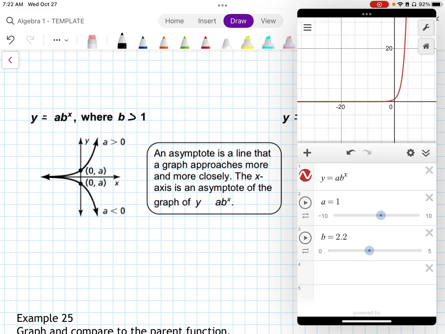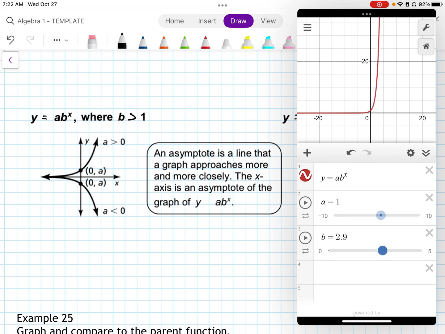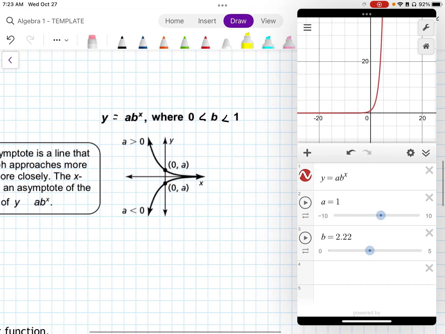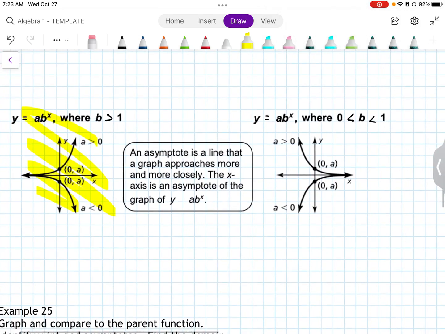If b is bigger than 1, then it's going to look like this, right? This is looking like this thing over here. Whereas if b is between 0 and 1, it's going to look more like this. That's the purpose of these two graphs. It's to tell us that if b is more than 1, it's going to show exponential growth, and we'll talk more about that. This one over here would be growth, and then over here, this would be decay, where b is bigger than 0 but smaller than 1.